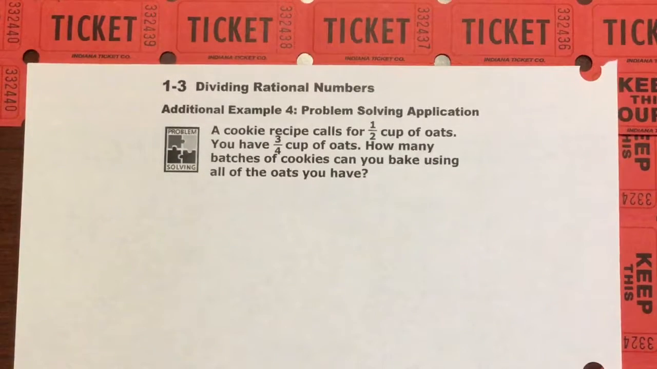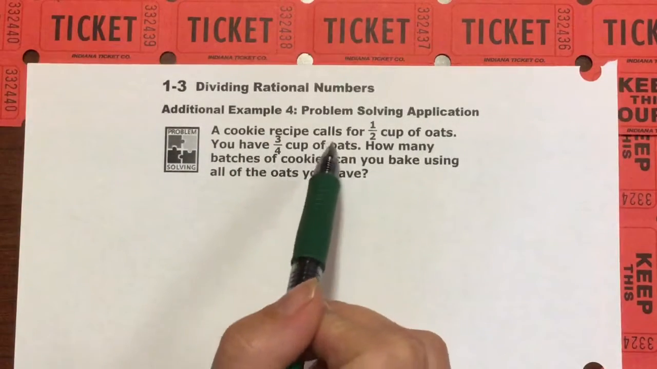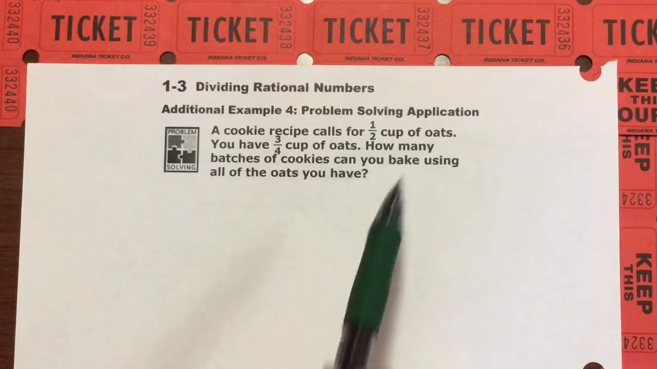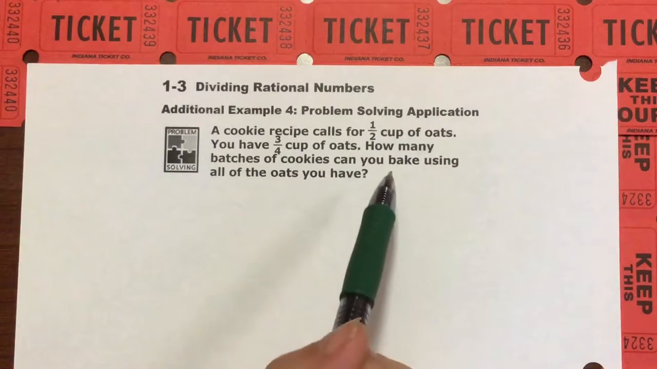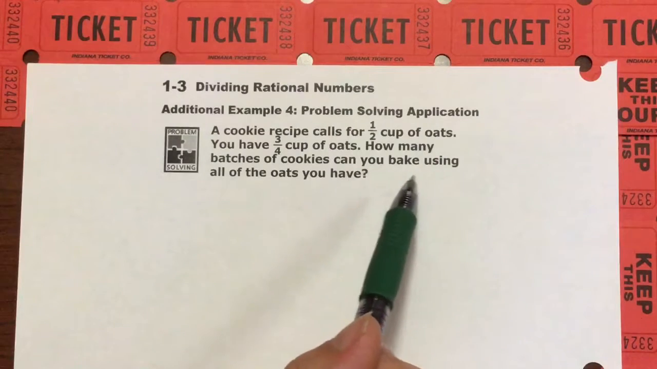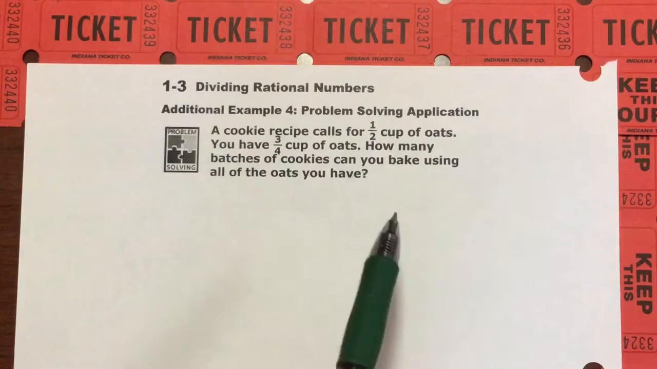Hello everyone, we are back and ready to attack this story problem. So let's go for it. It says, a cookie recipe calls for 1/2 cup of oats. You have 3/4 cup of oats. How many batches of cookies can you bake using all of the oats you have?